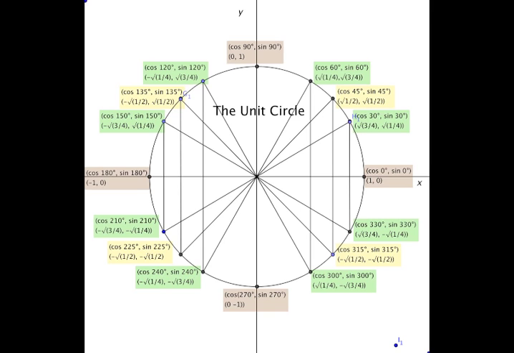Try this with a calculator. Take any angle, find its sine and square it. Now find its cosine and square it. Add the two results. What do you get? Why?